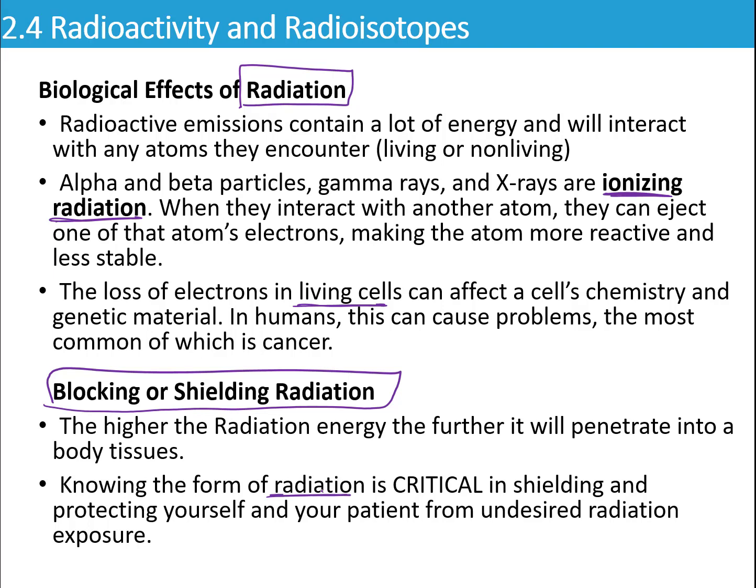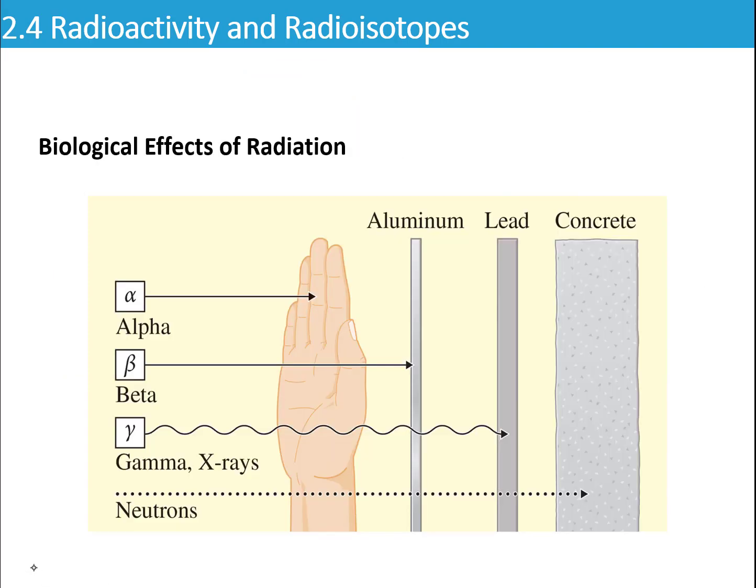And knowing the form of radiation can really help. So in alpha, beta, and gamma, and we'll say gamma and X-rays are about the same in terms of energy. The rule of thumb is the bigger the particle released from the nucleus, the slower it moves and the easier it is to block.